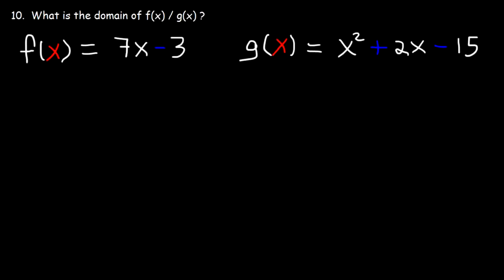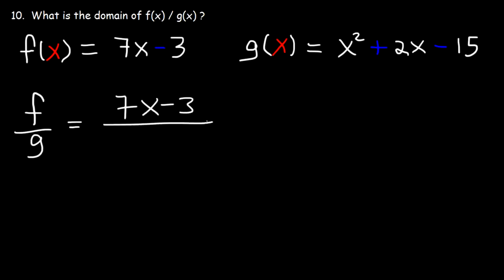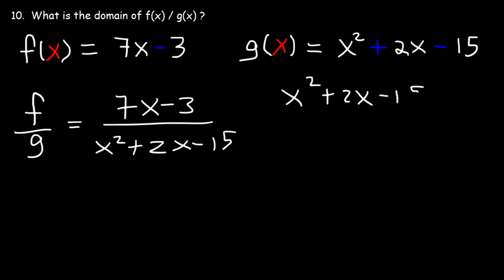Number 10. What is the domain of f divided by g? So f divided by g, that's going to be 7x minus 3 divided by x squared plus 2x minus 15. So x can be anything except any value that's going to produce a 0 in the denominator. So therefore, x squared plus 2x minus 15 cannot equal 0. Let's go ahead and factor the expression. What two numbers multiply to negative 15 but add to the middle coefficient 2?